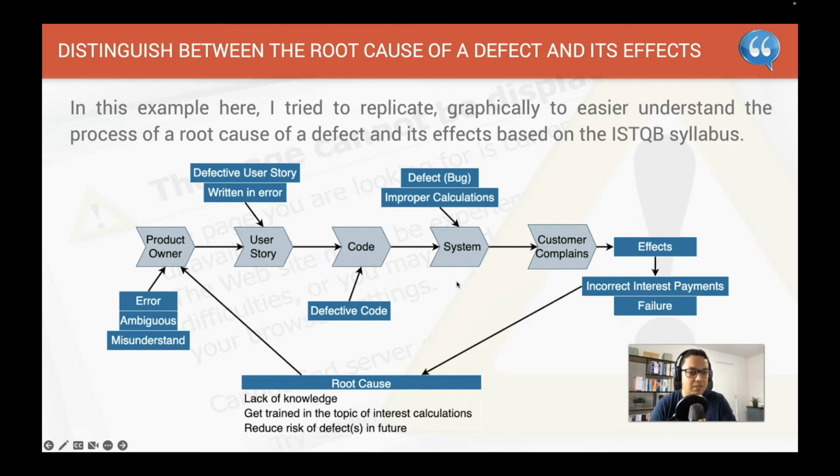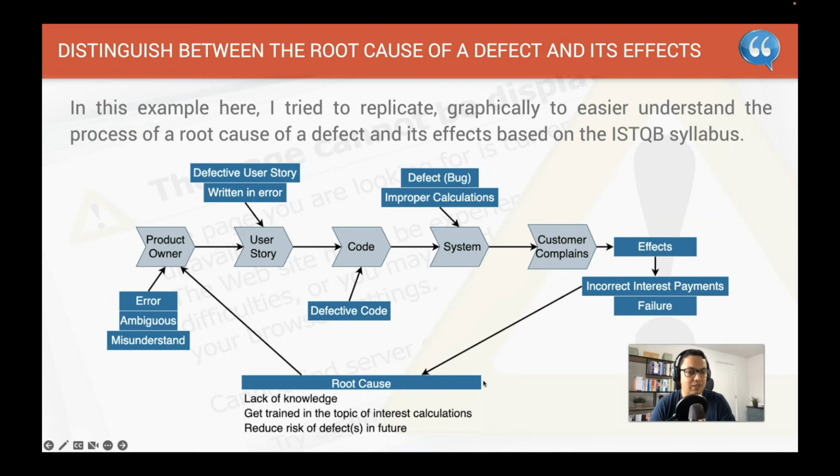So let's say hypothetically in this example, it's a calculation, okay? And then it does the improper calculation, but the tests pass because it follows the user story. It finds its way to production, to the users, and then the users complain. They say, well, incorrect interest payment, failure. So these are the effects of the root cause.